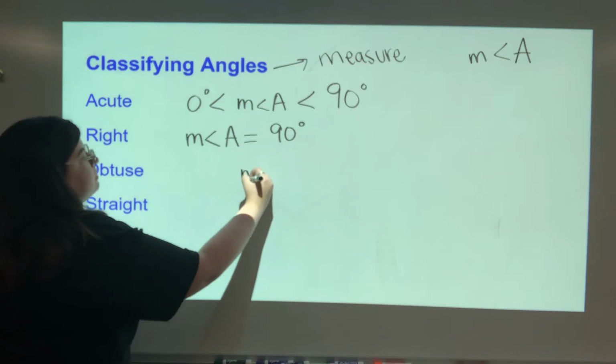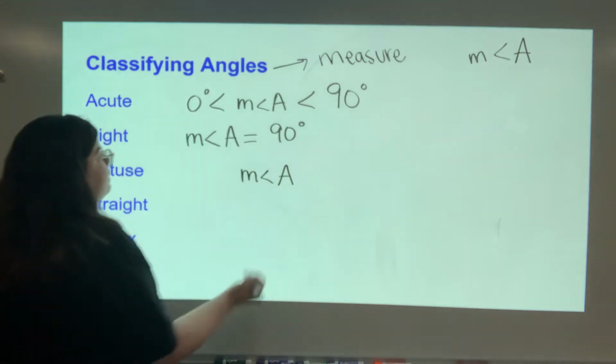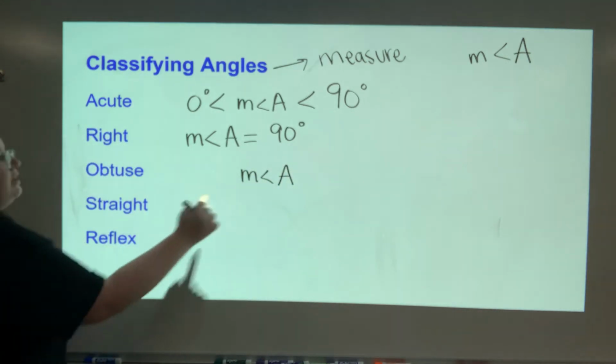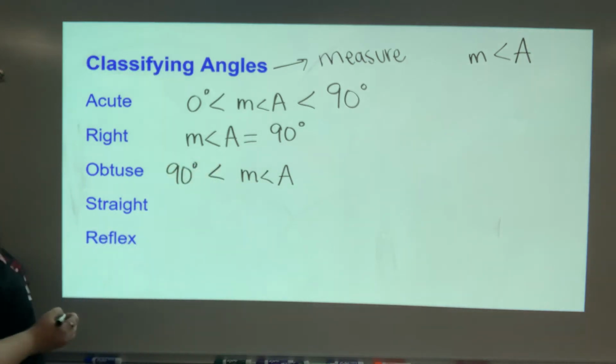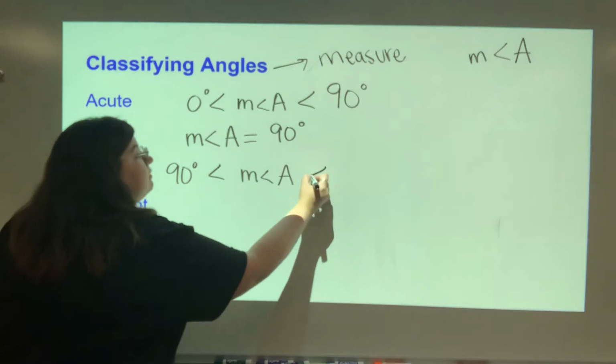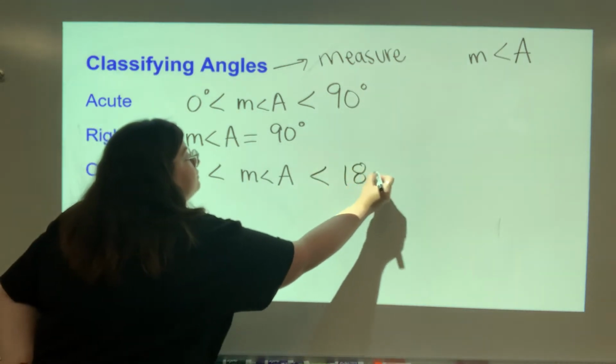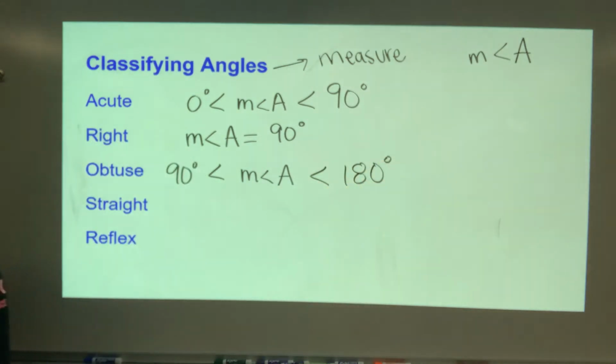So here's the measure of angle A. It's going to be obtuse if the measure of angle A is greater than 90, but less than 180. All right, hopefully these are words you've heard before.